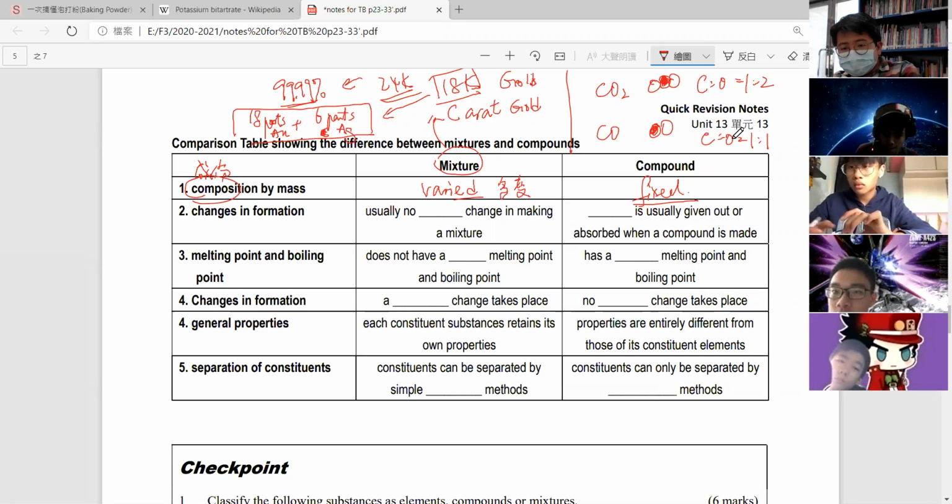Questions? No. Oh, so far you understand, right? So this is what you know about mixture and compound. It is that the two are different.